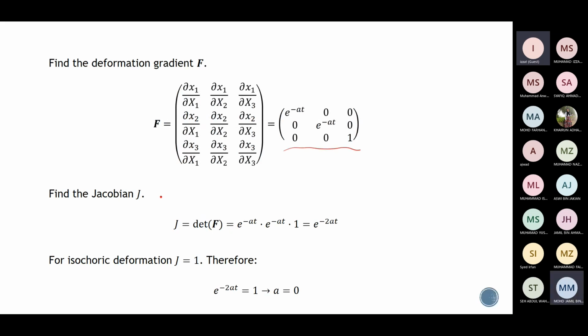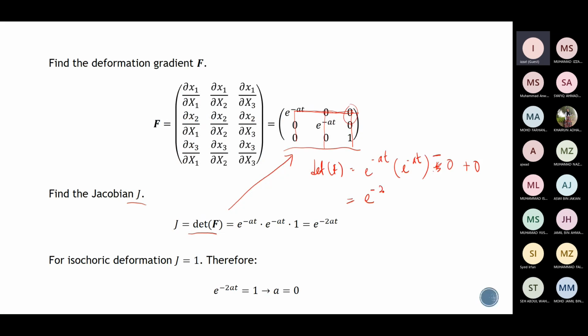And then after that, you determine the Jacobian. The Jacobian is just the determinant of this matrix. So how to find this determinant? Basically you cover the column and then cross multiply. So you get e to the power of minus At times e to the power of At. Then you repeat for the second column, so you have 0, so just plus 0 or minus 0. And for the third column, you have 0 here, then plus 0. Then you end up with e to the power of 2At.